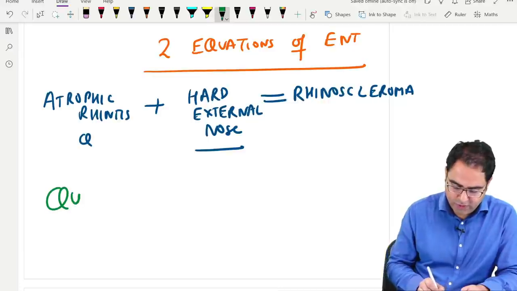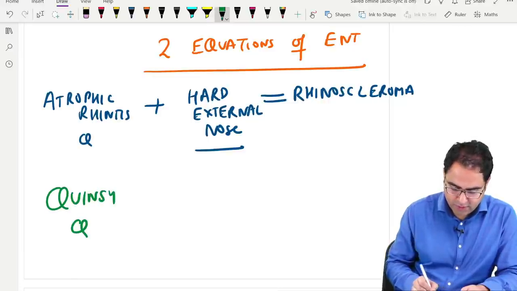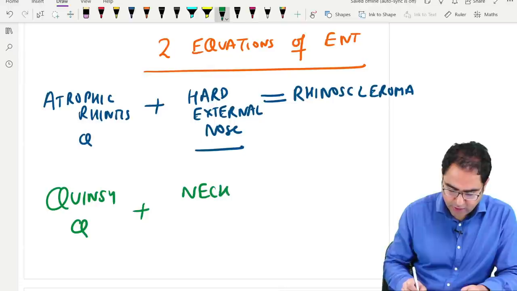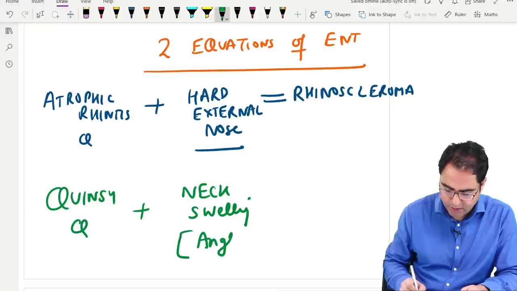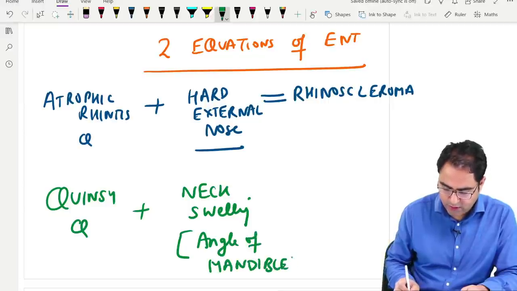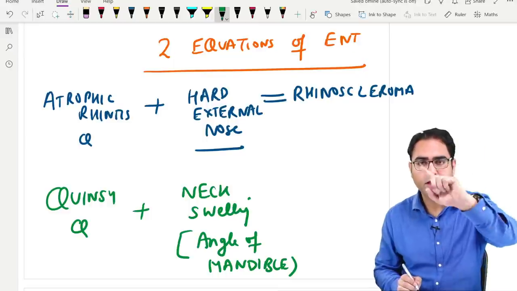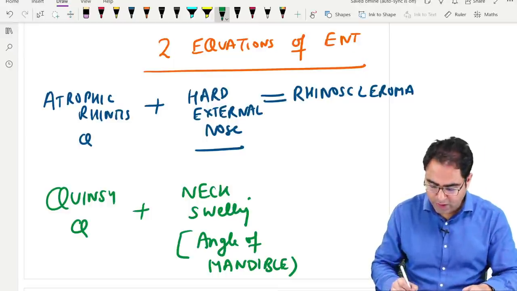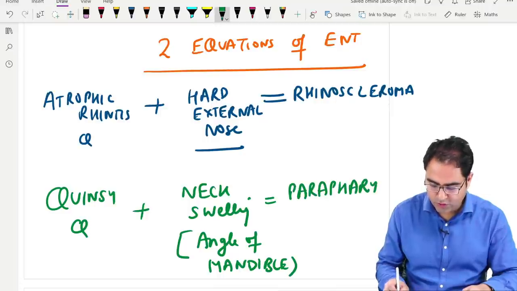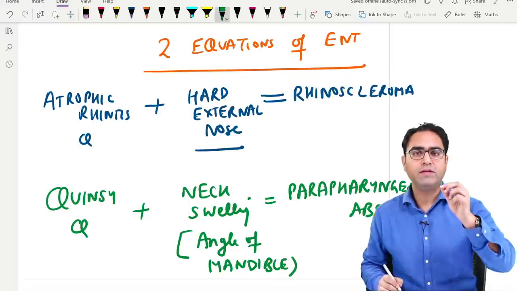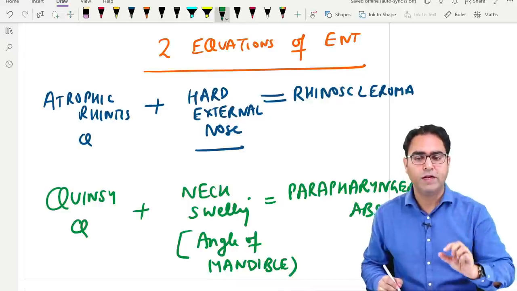The second equation, which is another favorite for me: a quinsy-like question plus neck swelling close to the angle of mandible. The question looks like quinsy, but quinsy never has any neck swelling. Quinsy never has any neck swelling. Quinsy plus neck swelling is equal to parapharyngeal abscess. No confusion. A crystal clear concept will help us take decisions in the exam quicker, because it's an exam of time management also, beta.